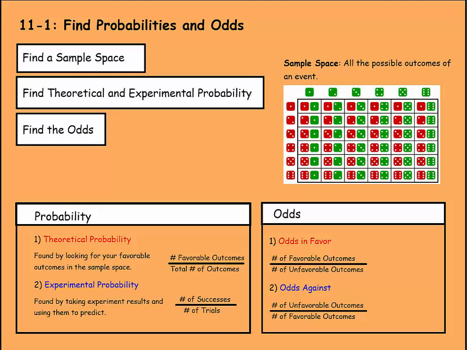We're on lesson 1 of chapter 11, which is finding probabilities and odds. First, we're going to find a sample space. Then we're going to find theoretical and experimental probability. Then we're going to find the odds. First, let's look at what a sample space is.